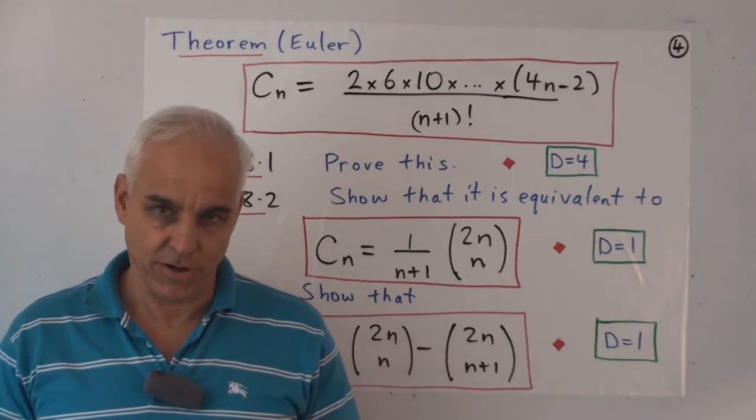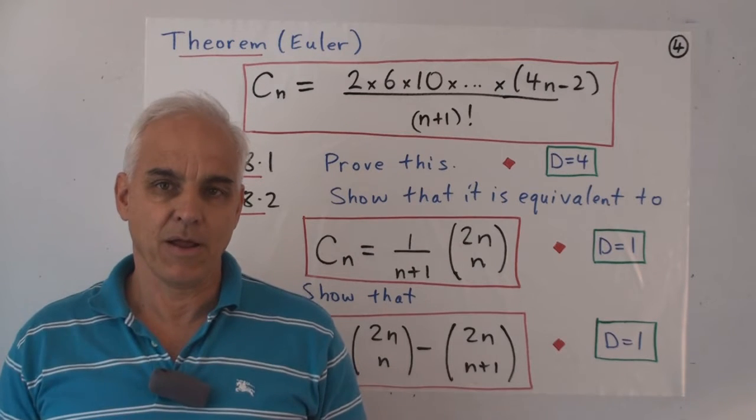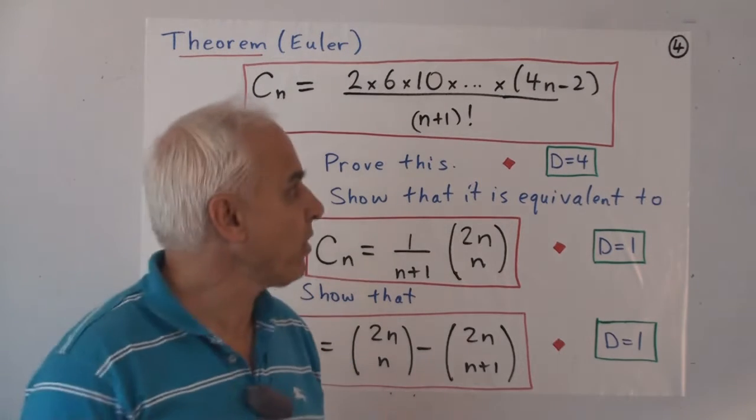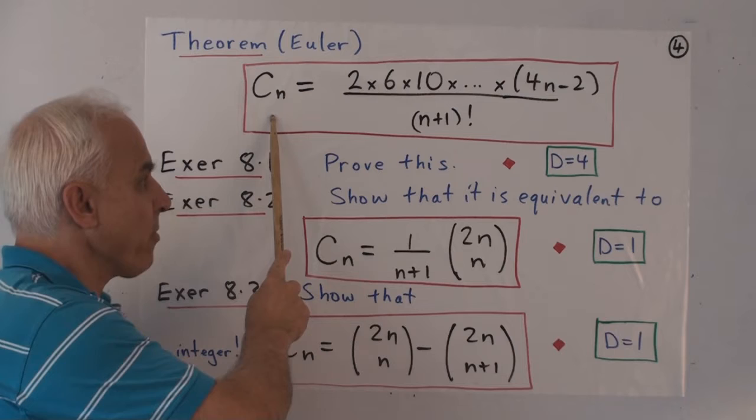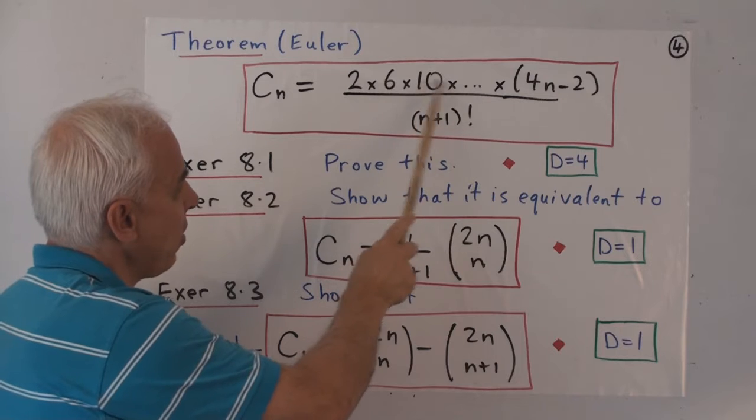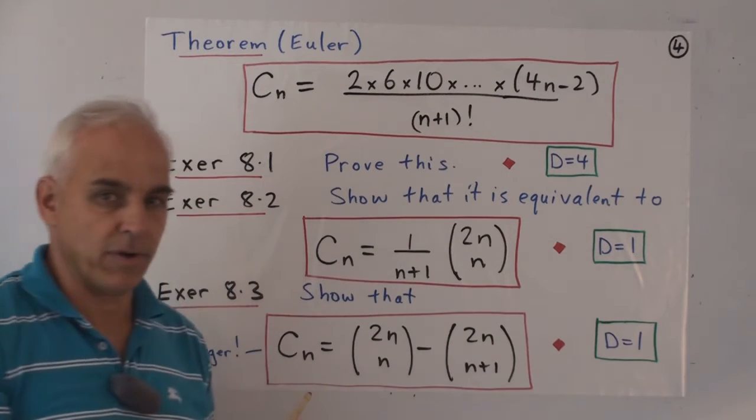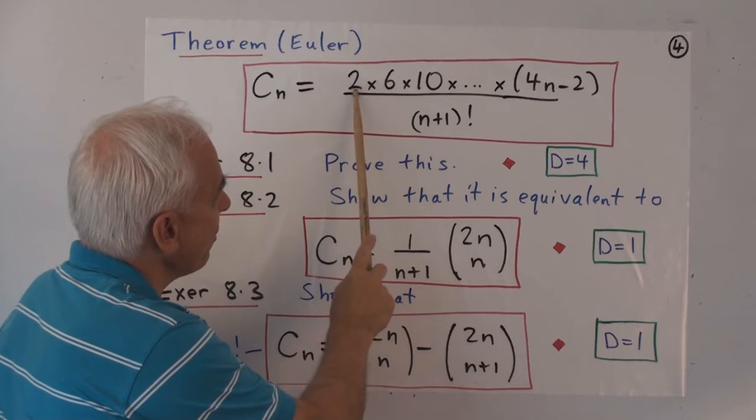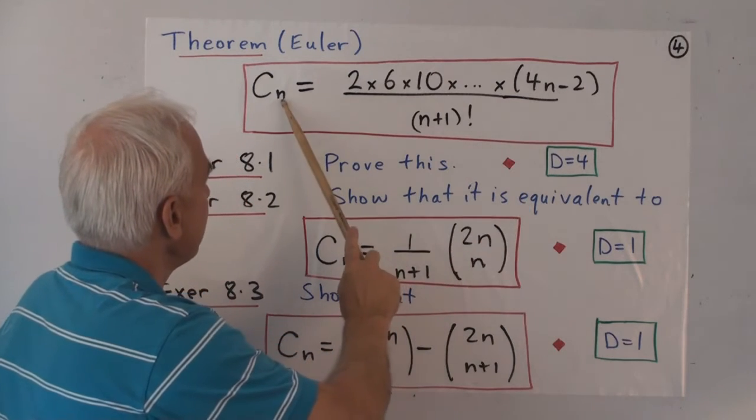Okay, so what about the answer to Euler's problem? What is a formula for this number C sub n? Well, Euler found such a formula. It was a few years after he posed the problem. Here is Euler's formula for C sub n: 2 times 6 times 10 times all the way up to 4n minus 2, divided by n plus 1 factorial. So the numbers here are all increasing by 4, starting with 2. And the biggest one is 4n minus 2.